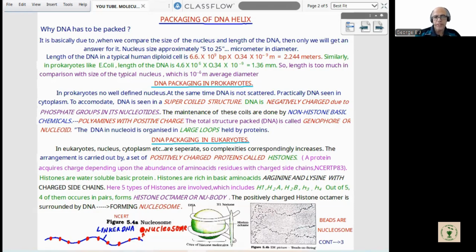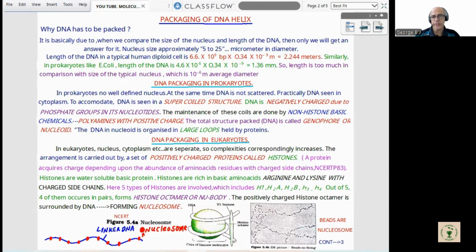Histones are water-soluble basic proteins. And histones are rich in basic amino acids, again important, arginine and lysine with charged side chains. Here, 5 types of histones will be there, which include H1, H2A, H2B, H3, H4. And out of 5, 4 of them occur in pairs together and form the histone octamer. You can find the diagram, histone octamer, otherwise called the new body.